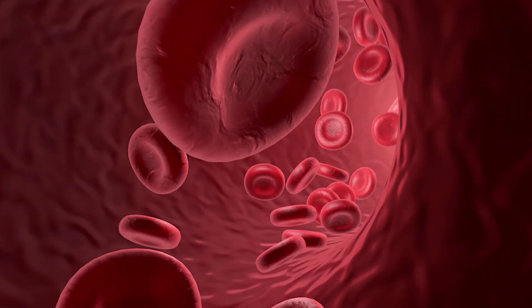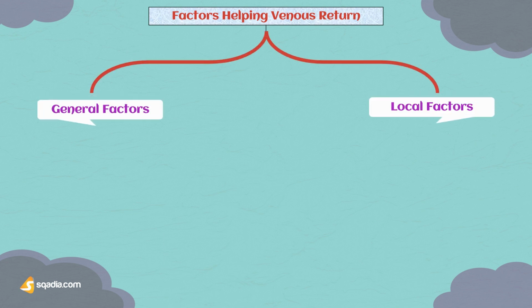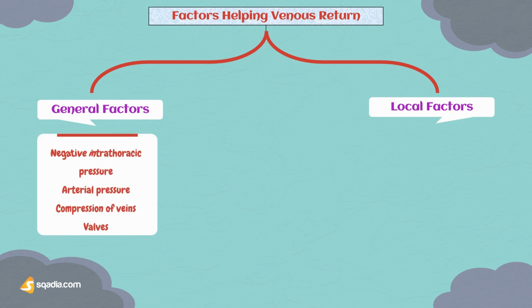This is aided by several general and local factors, the failure of which gives rise to varicose veins. General factors: negative intrathoracic pressure, which is made more negative during inspiration; arterial pressure and overflow from the capillary bed; compression of veins accompanying arteries by arterial pulsation; the presence of valves supports and divides the long column of blood into shorter columns. These also maintain a unidirectional flow.